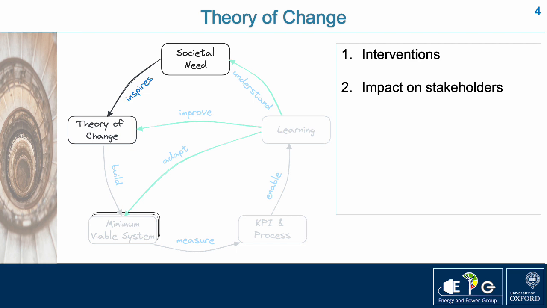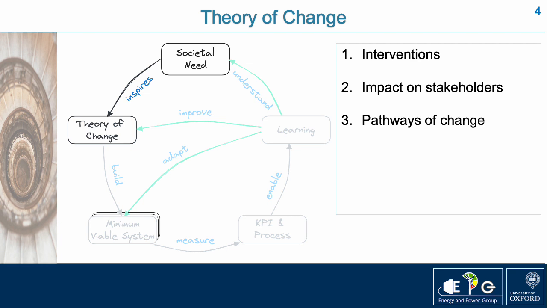Principle 3. Pathways of change through the system. The theory of change maps out the pathways through which change is expected to occur within the system. It articulates the cause and effect relationships between the interventions and the desired outcomes.